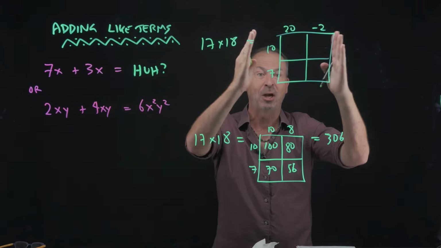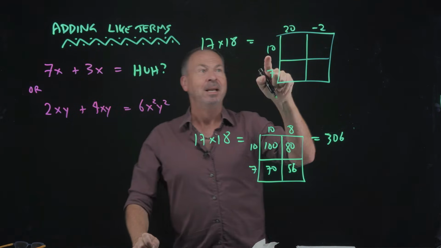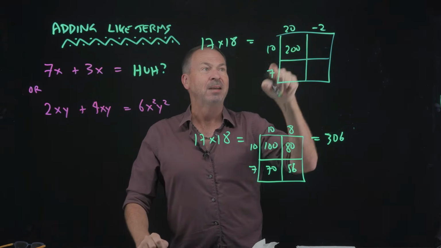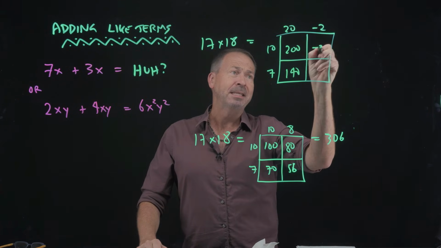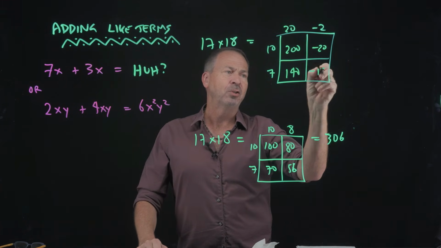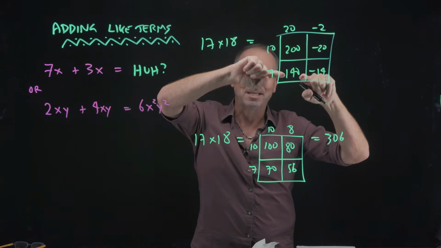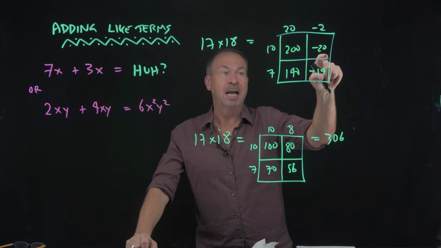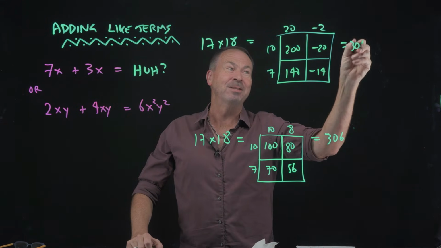so I'm not thinking geometry anymore. I'm thinking about the structure of the arithmetic. This picture is a picture of arithmetic. And look what we get. 10 times 20, that's 200. 7 times 20 is 140. 10 times negative 2, 10 copies of negative 2, is negative 20, and 7 copies of negative 2 is negative 14. And look at these pieces. 200 plus 140, that makes 340. Take away 20, it gives me 320. Take away 14, and I get 306.